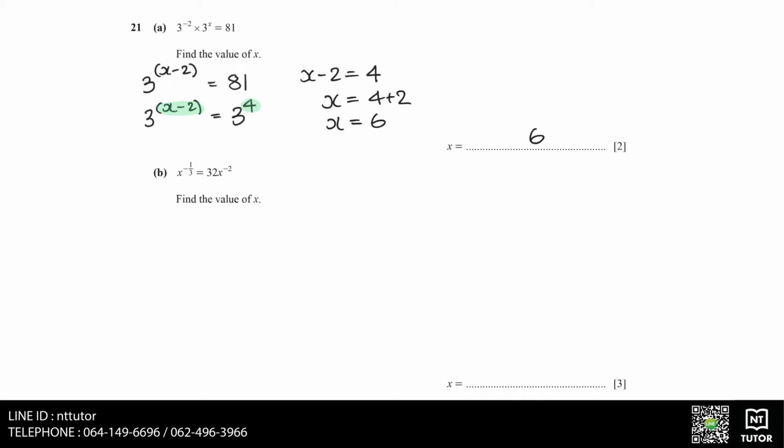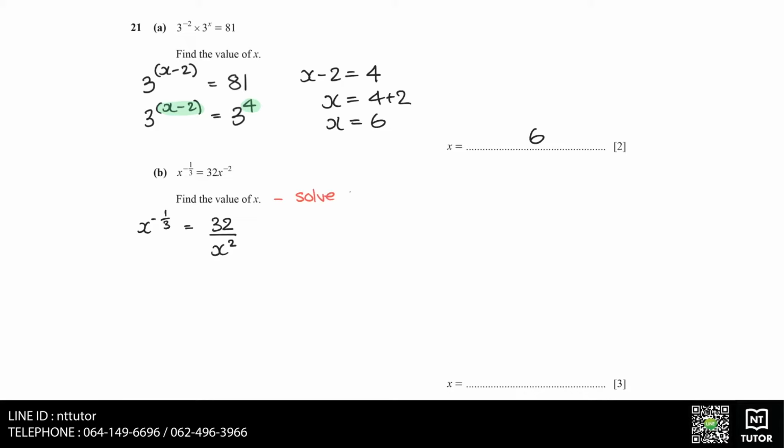B. x to the power of minus 1 over 3 equals 32x to the power of minus 2. Find the value of x. We can rewrite 32x to the power of minus 2 as 32 over x squared because a negative power just puts the number in the denominator of the fraction.